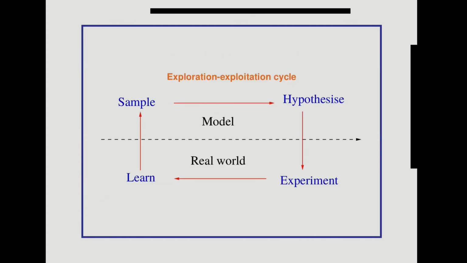Okay, so the exploration exploitation cycle that's carried out involves learning, sampling, hypothesis, and experimentation. So you've got this division between things that are going on inside the model and things that are happening in the real world. So this is the same cyclic idea that I showed you before.